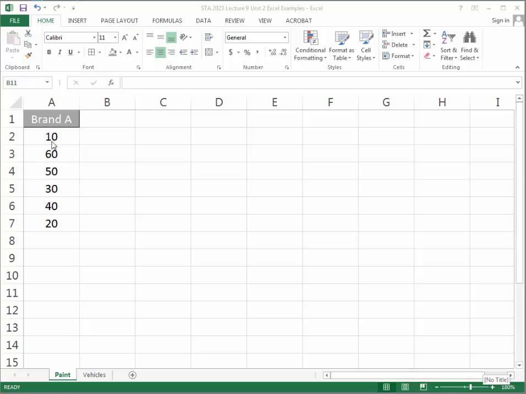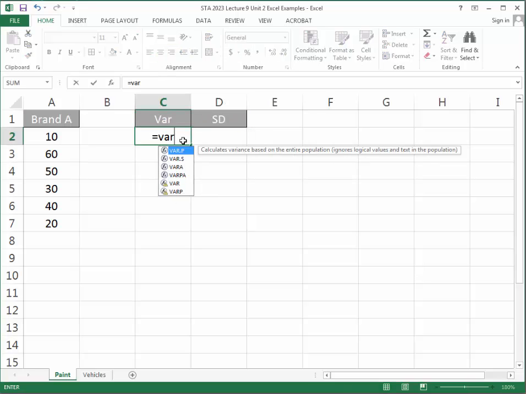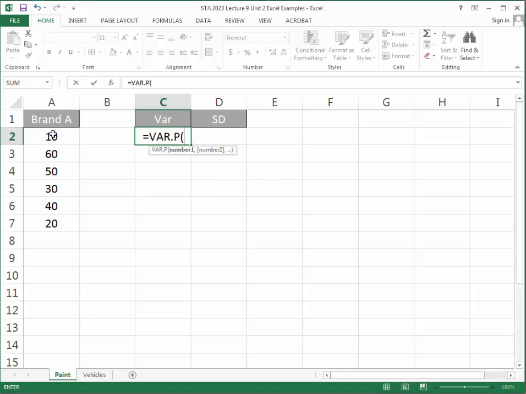So here's the paint information that I have. I'm going to do the variance first, and then I'm going to do the standard deviation. You're going to see that it's actually pretty straightforward to find these two values. So equal variance. Now you have to be careful, because this is actually a population of paint, so we're going to have to use VAR.P. We just double click it, highlight the data, and press enter.